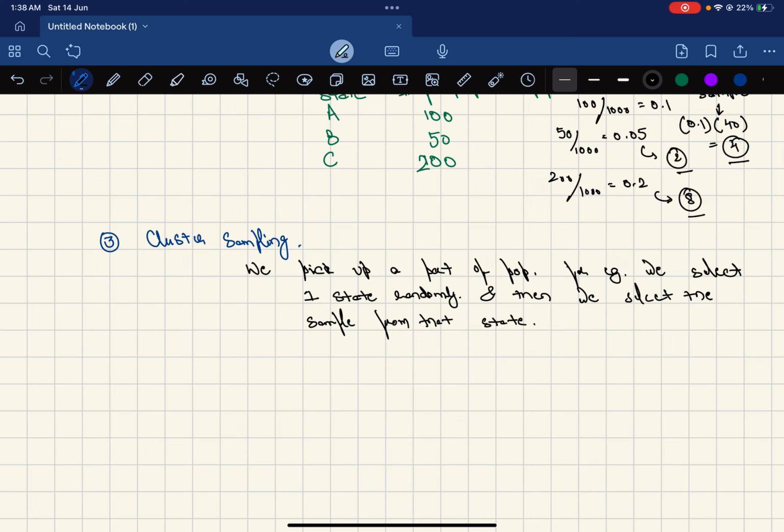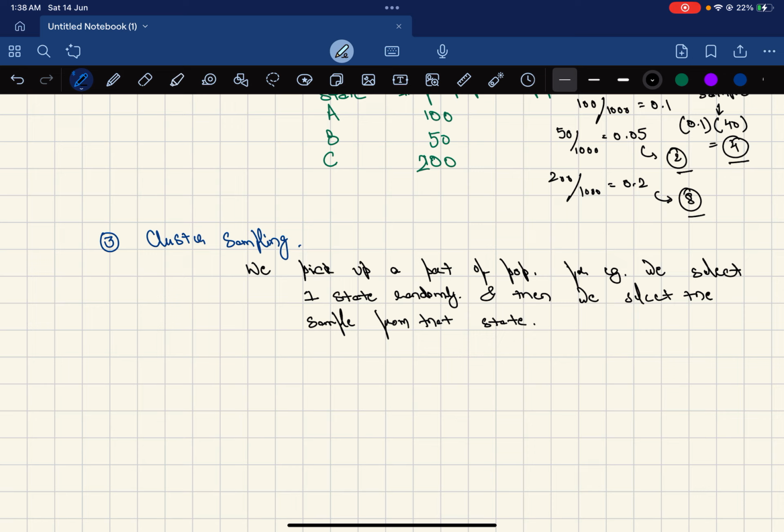But note why this is done. It is possible that, for example, the survey collector lives in a particular state and doesn't want to travel to all the states. He would want to travel to, let's say, one state randomly and then take a sample from that state. So it is used in a convenience manner, but clearly it will have a weaker representation of all other states, since we are only selecting one state in this particular case.